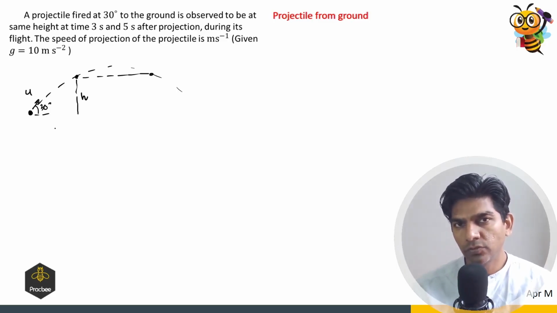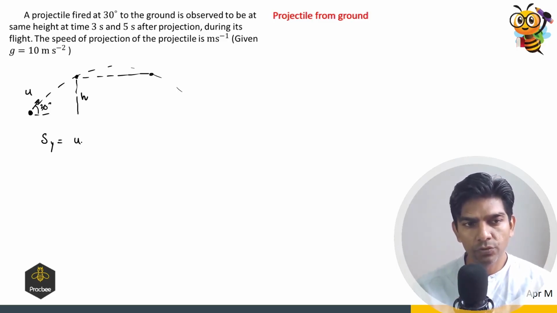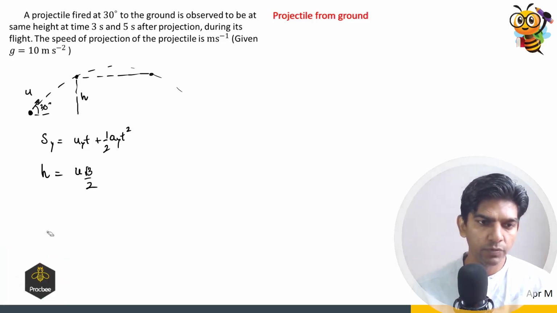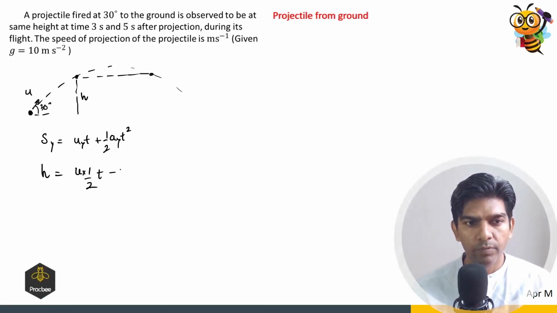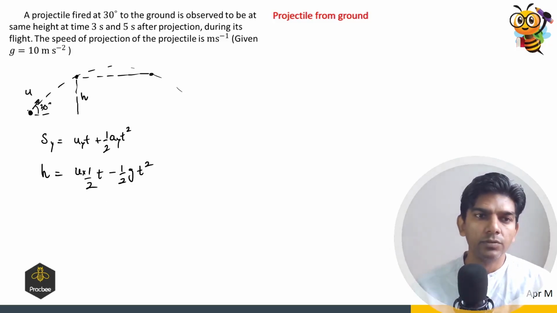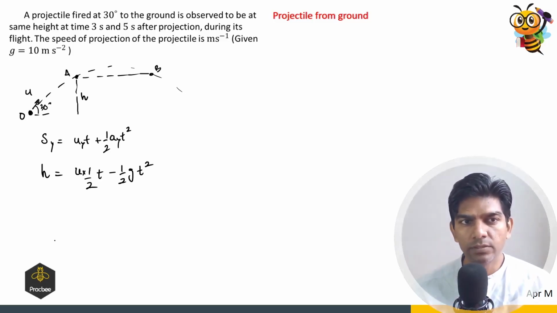So if you apply equation of motion in vertical direction, s_y equals u_y t plus half a_y t square, right? So from this s_y is h and u_y is velocity in the vertical direction, so u times 1 by 2, minus half g t square. Got it? So we got a quadratic in time. So from O to A the time is 3 seconds and from O to B the time is 5 seconds.